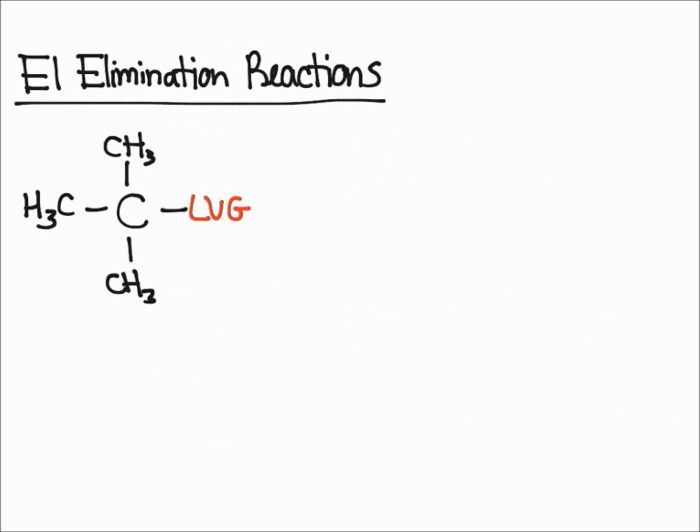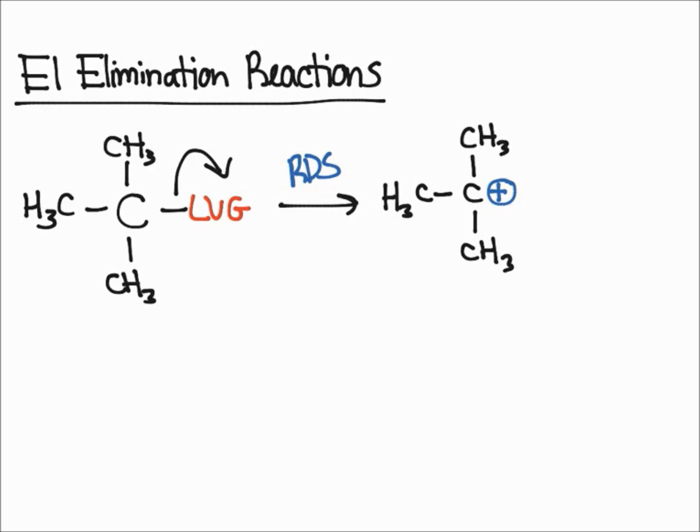E1 elimination reactions are pretty similar to an SN1 reaction. First, the leaving group is going to leave, and that is going to form the carbocation. Remember, that's the rate determining step, or the RDS. Let me redraw the carbocation so it's a little easier to see. I just drew it like that.